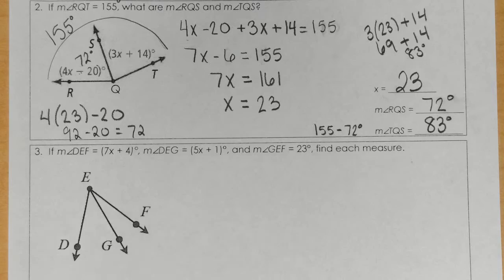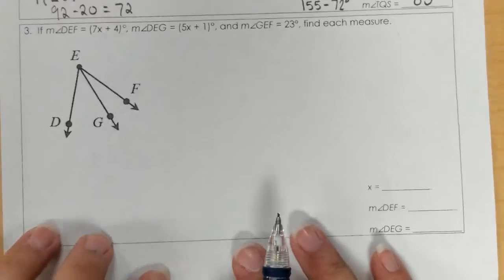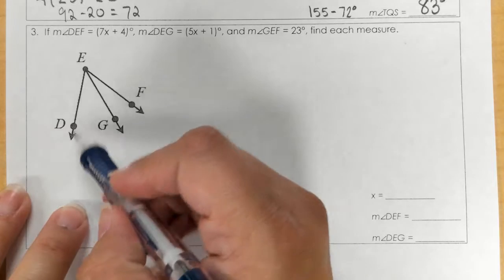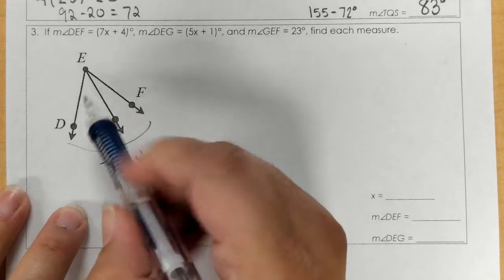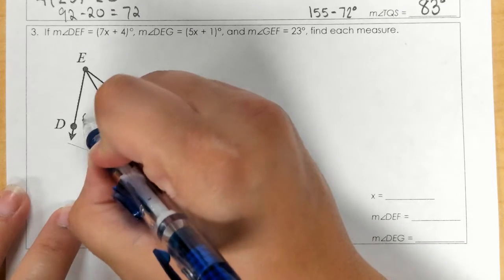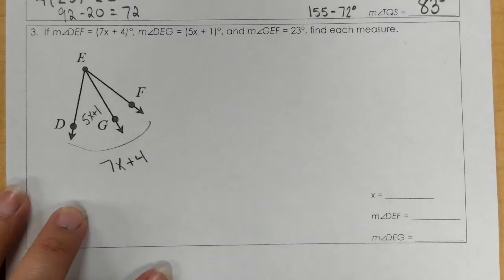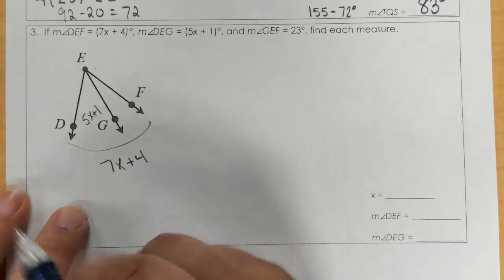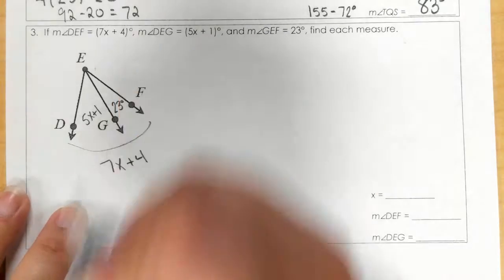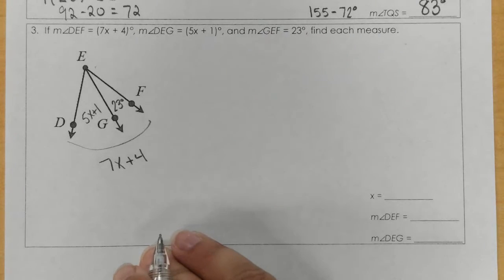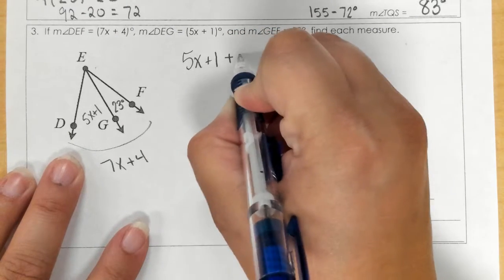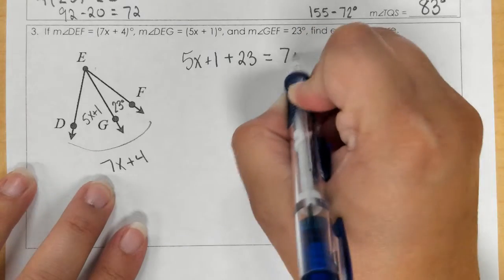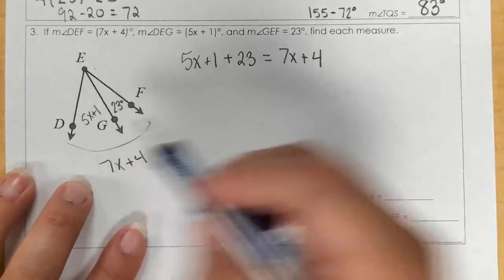Okay, last one. Okay, so first of all, let's label. So DEF, so the whole entire thing is the 7x plus 4. DEG is 5x plus 1, and GEF, the little one here, is 23. Can you find each measure? So can you find x? Can you find all the angle measurements? So I'm going to say the two small angles add together equal the 7x plus 4, which is the two angles together.